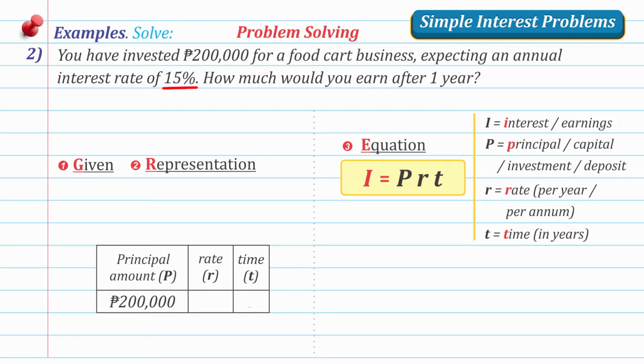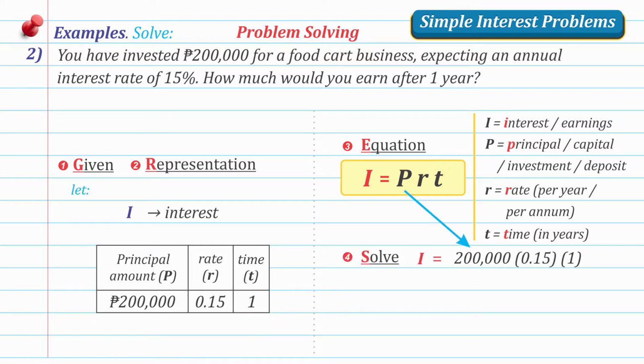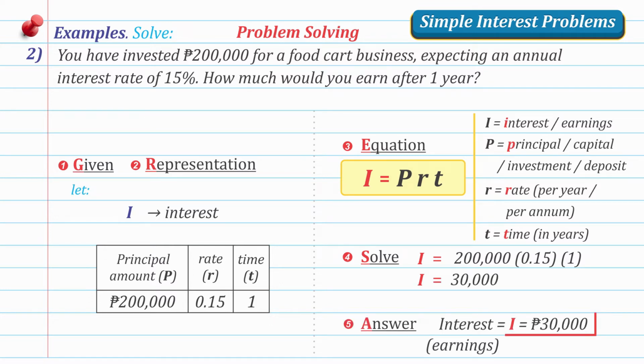15% is obviously the annual rate of interest because of the clue percent. And finally, 1 year is obviously the time. So to get the earnings or interest, they're the same, we substitute the values of P, R, and T in the same formula. Multiplying the three given values, you should expect an interest or earnings of 30,000 pesos after a year. This means yung 200,000 pesos na pinangbili mo ng food cart business, kikita ng 30,000 pesos after 1 year. I hope you got the concepts.